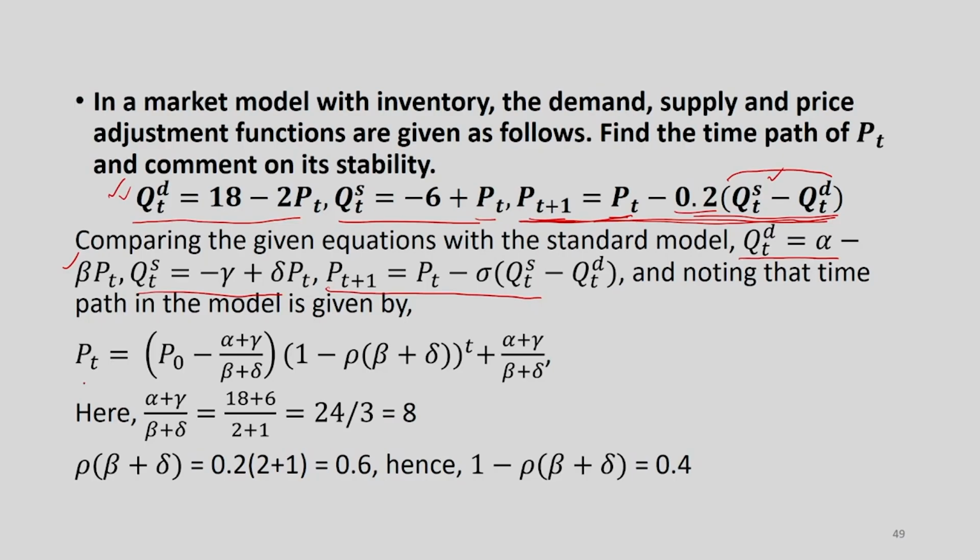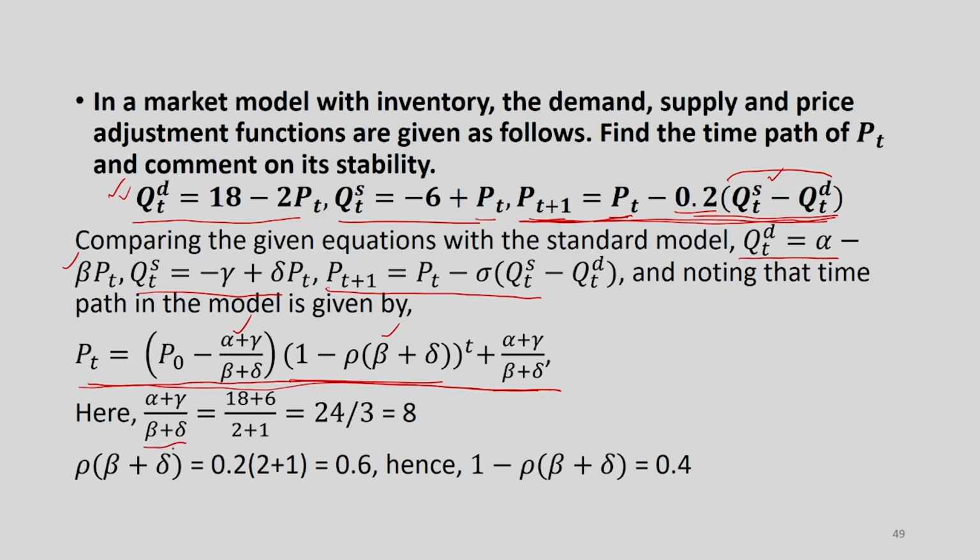The time path in the standard model was given by this equation. Pt is equal to P0 minus (alpha plus gamma) divided by (beta plus delta), multiplied by (1 minus sigma times (beta plus delta)) to the power t, plus (alpha plus gamma) divided by (beta plus delta). So, this was the time path. So, I just have to figure out this value here and this value here, and I can substitute those things in this time path. That is going to be our strategy.